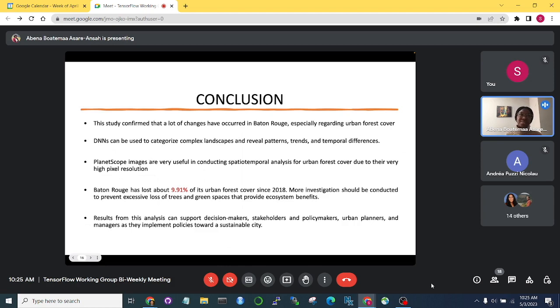Based on my findings, Baton Rouge has lost about 9.9% of its urban forest cover since 2018. So further studies can be done to investigate the main drivers of this change in the forest cover. And results from this analysis can support decision making so that we can head towards a sustainable city.